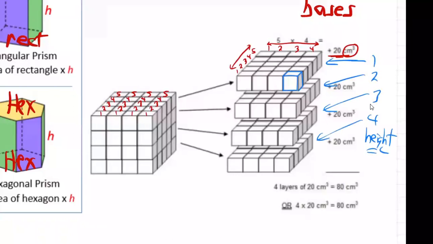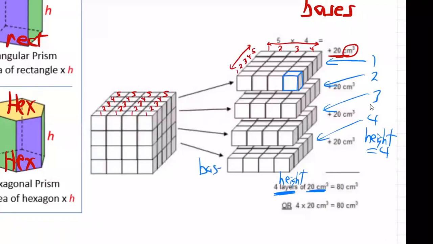The height equals 4, doesn't it? Because there's 4 layers high. So how many total cubes are there? You would say 4 layers, that's the height, of 20 each, right? Every one of those layers is 20.